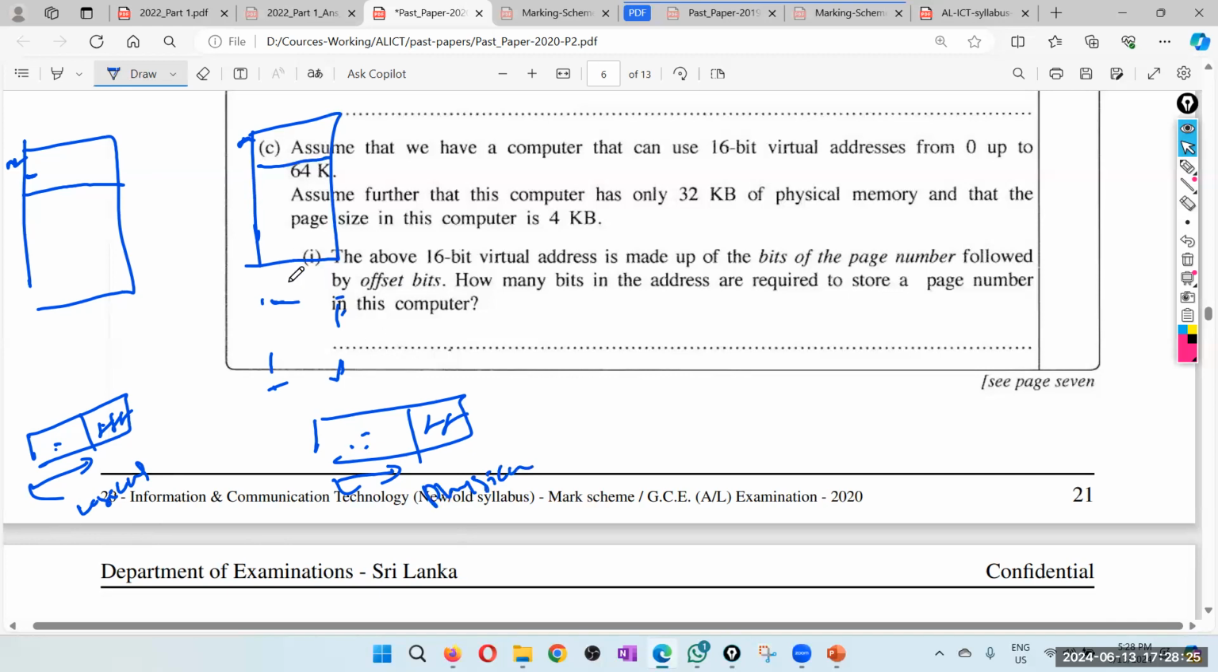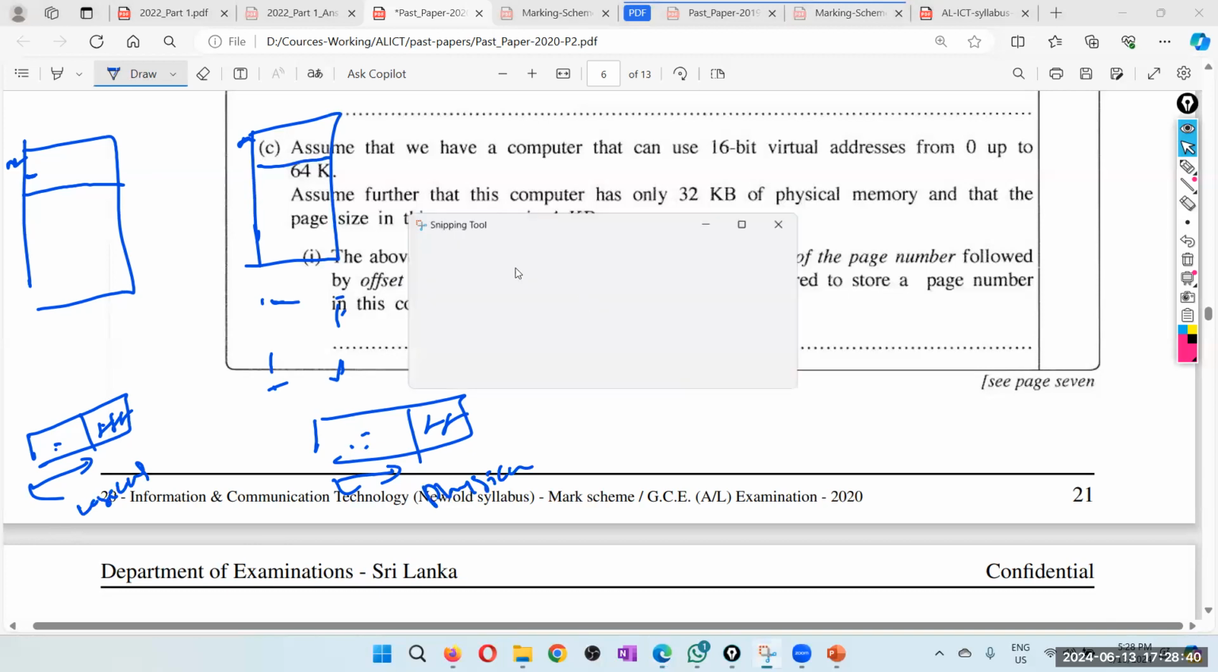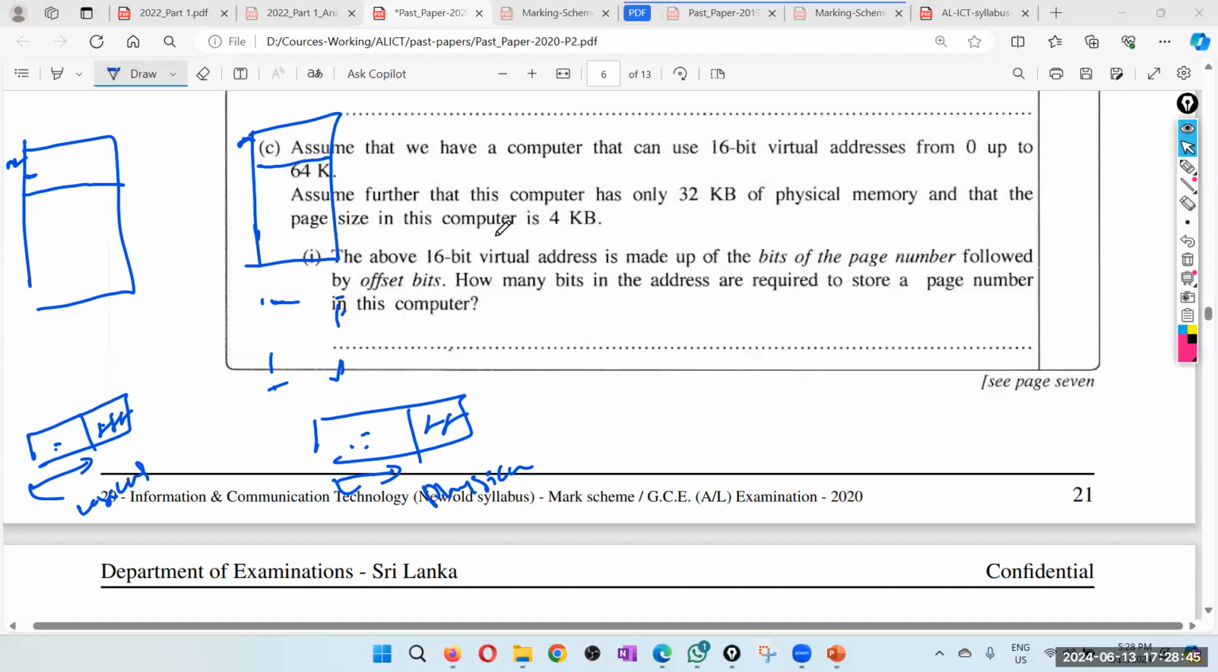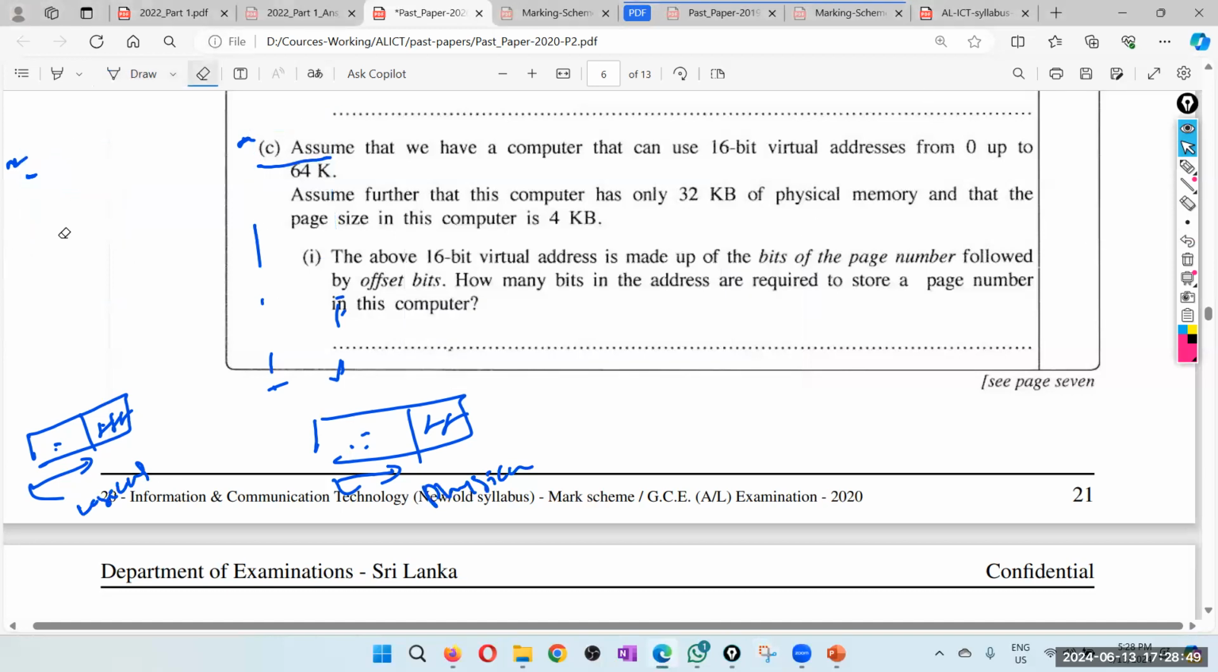Right. So now let's read the question. Assume that we have a computer that can use... okay, let me copy this question. Let's use the same space. Now you have the idea. I will explain the idea again.